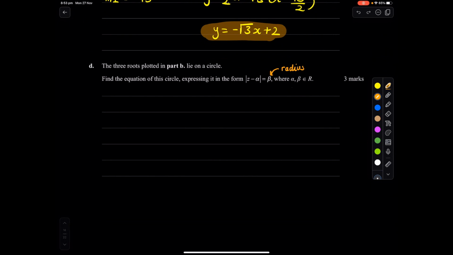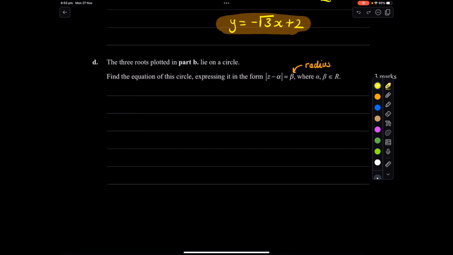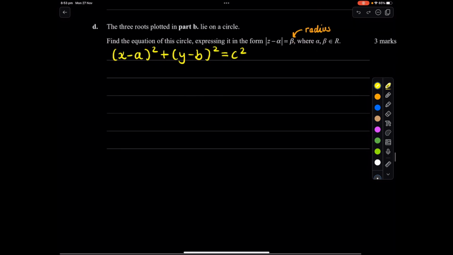Knowing that, and I know 3 points, what is the equation of a circle? What is the form? I'm just going to make my life easier and say it's going to be x minus a, which I don't know what a is, squared, plus y minus b squared equals c squared, where the c value is our radius. And I also know 3 points.